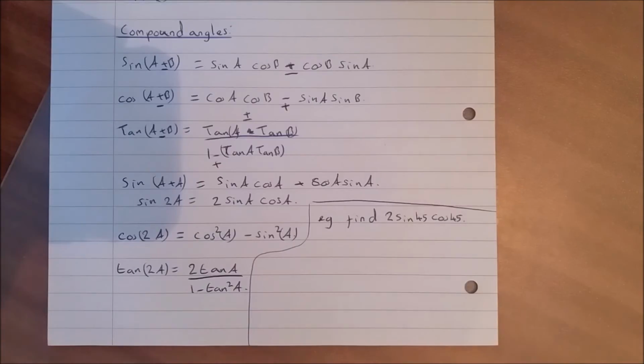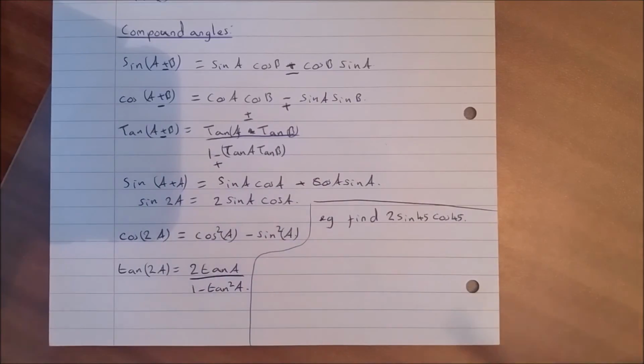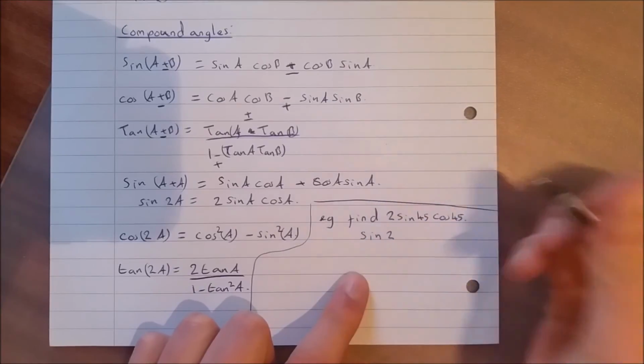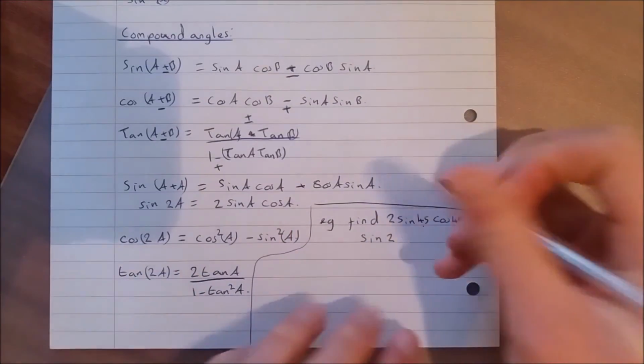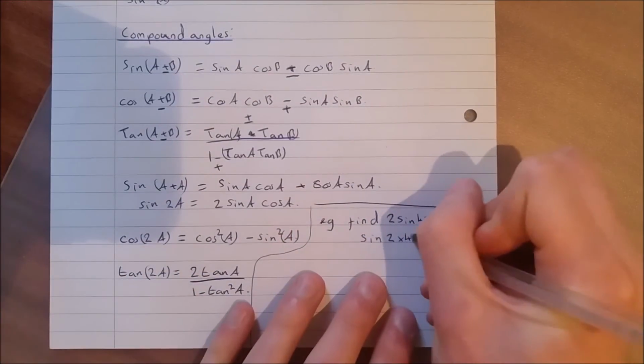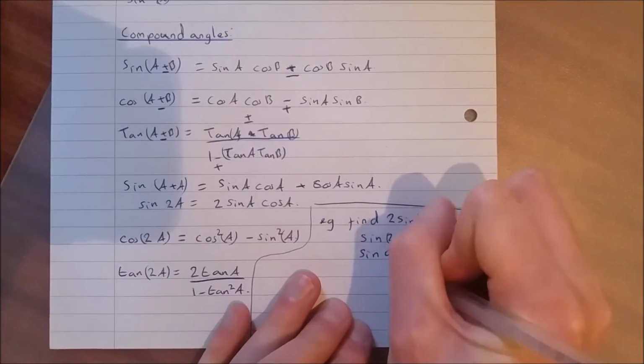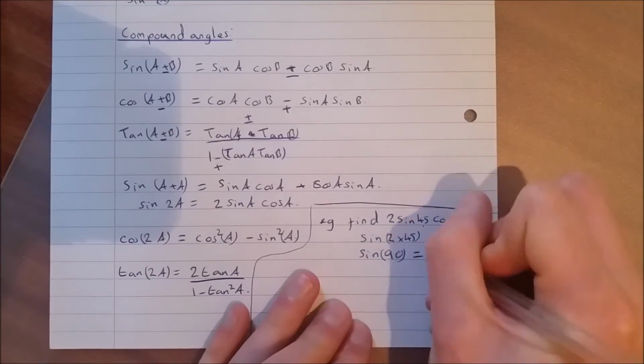If we do an example, find 2 sine 45 cos 45 without a calculator. So you come to the double angle formula and you see it has the form of the sine one, so you can rewrite this as sine 2A, where A in this case is 45, which is sine 90, which is equal to 1.